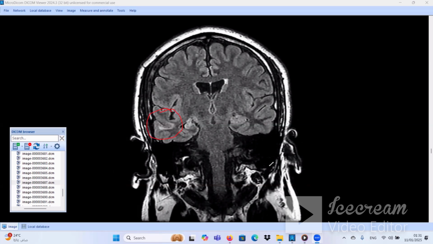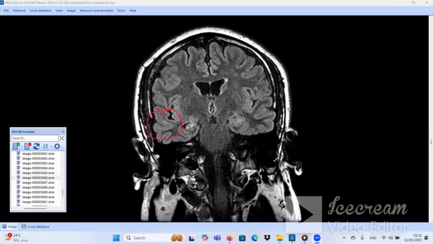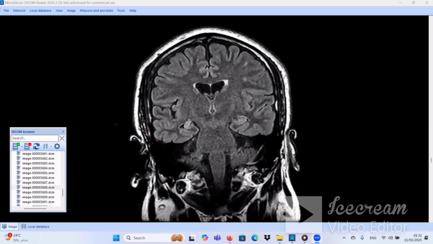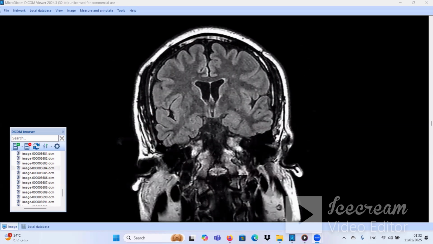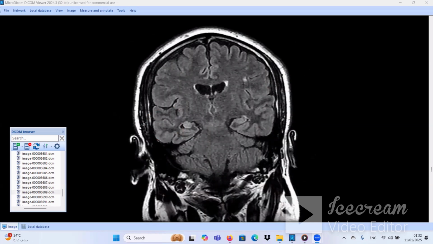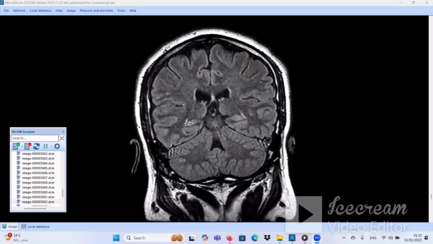In our routine practice, we can think of focal cortical dysplasia because this case is complaining of epileptic fits. Another differential diagnosis is low-grade glioma. But really, when we start to move to see the rest of the brain, you will find multiple patchy areas similar to this one.